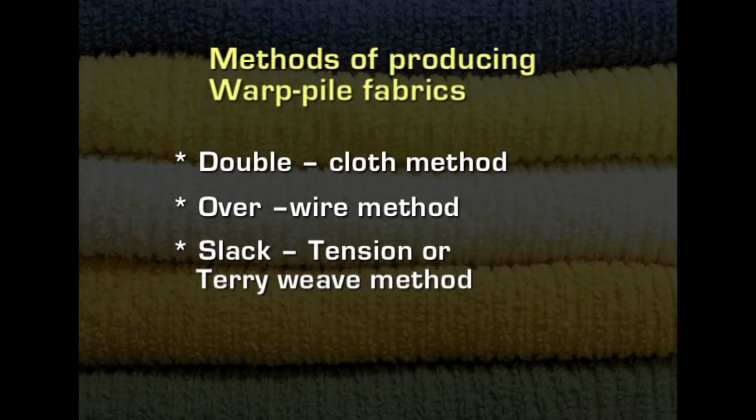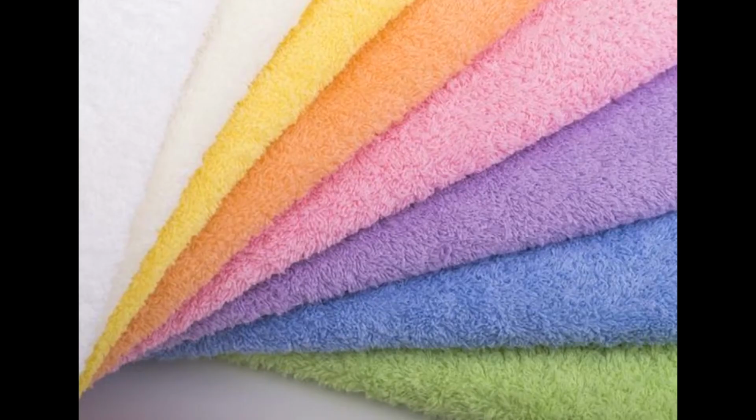And then coming to the third method of producing warp pile fabrics, that is the slack tension or terry weave method, which is a very common method for producing turkey towels. We call it a turkey towel, especially as it is used for having more absorbency. So, generally the pile yarns used here are low twisted in order to facilitate more absorbency. And also this is an inexpensive method of pile weaving. It is formed by a special weaving arrangement.